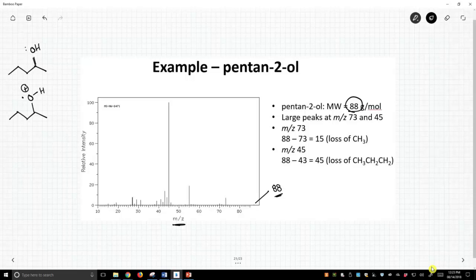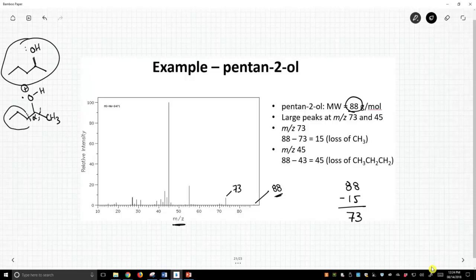Now, if this is our radical, the atom next door is our alpha position, and so our most common fragments are going to involve breaking bonds to the alpha position relative to our radical. So one of those is a CH3. A CH3 has a mass of 15. 88 minus 15 gives us, what is that, a 73? And sure enough, we see a 73. So that is consistent with what we'd expect our molecular structure to be.